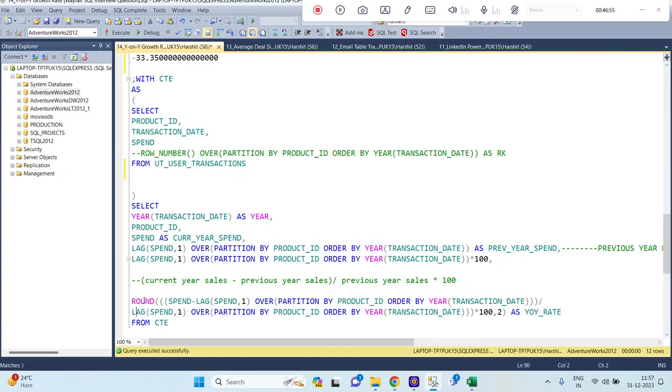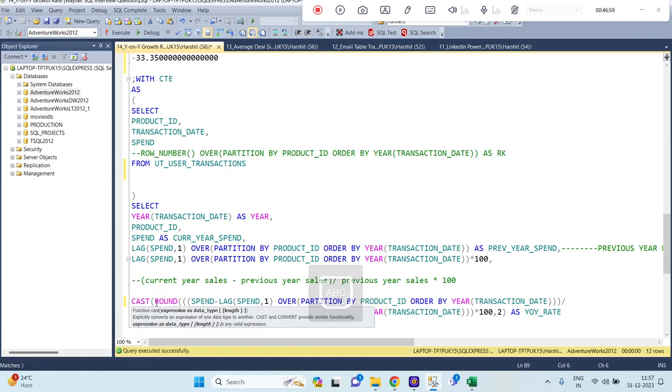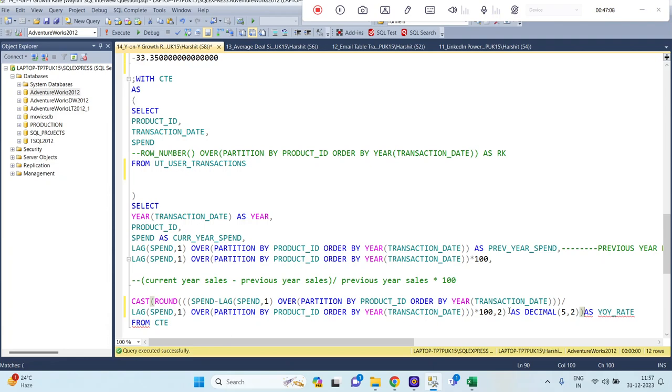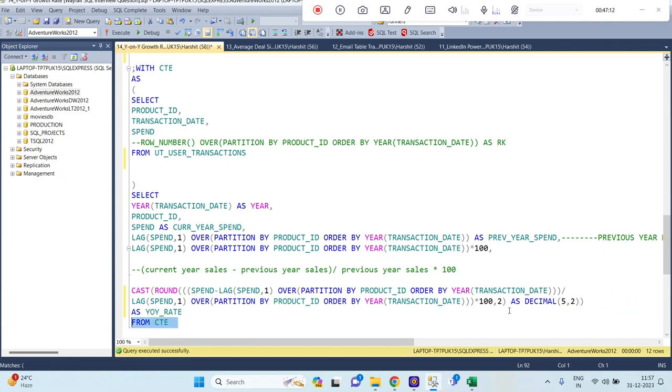Simple thing, right? What we need to do, we can do cast of this as decimal 5 comma 2, we can write and then close the bracket. Now let me execute this query.